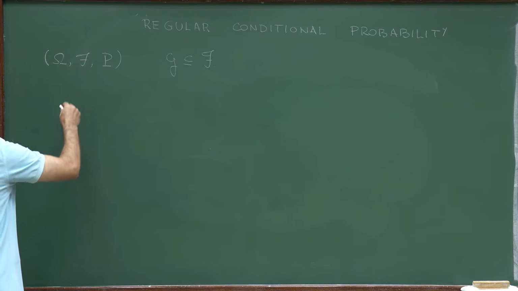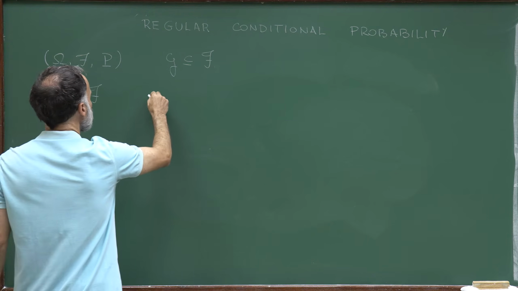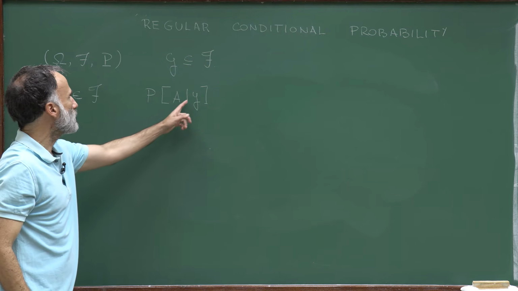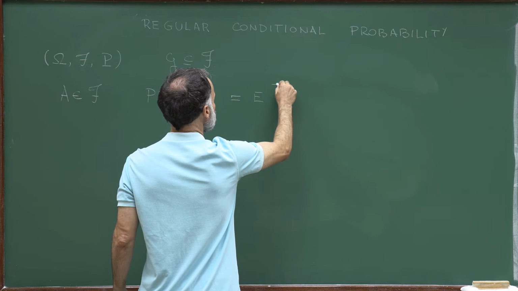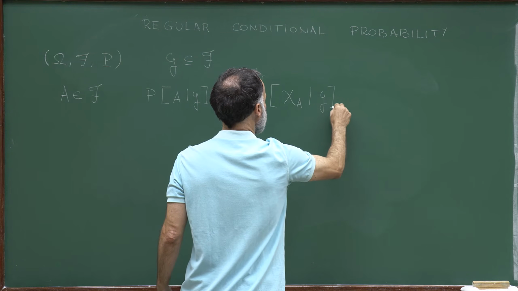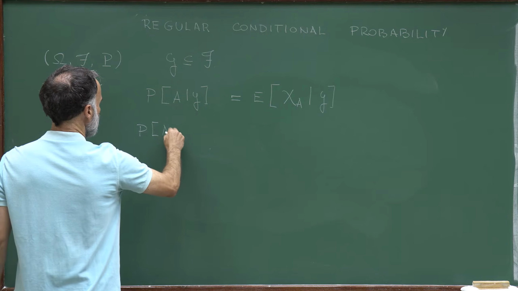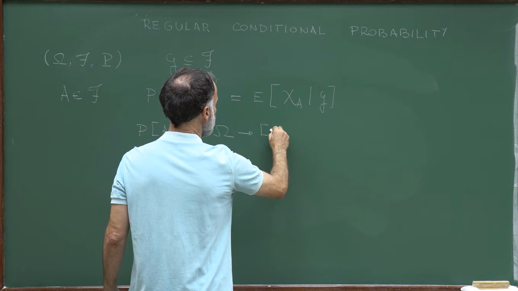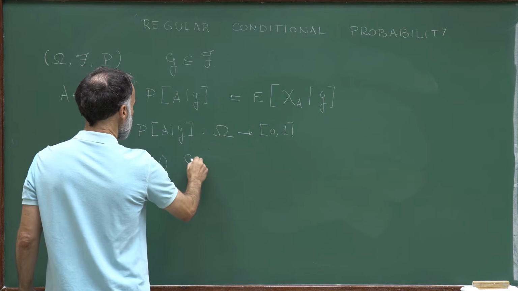So let me remind you about conditional probability. If we take A a subset in F, we represent by P(A given G) the conditional probability of A given G. In terms of the conditional expectation, this is the conditional expectation of the indicator of A given G. It's a function from omega to [0, 1], which has the following properties. First, it is G measurable.